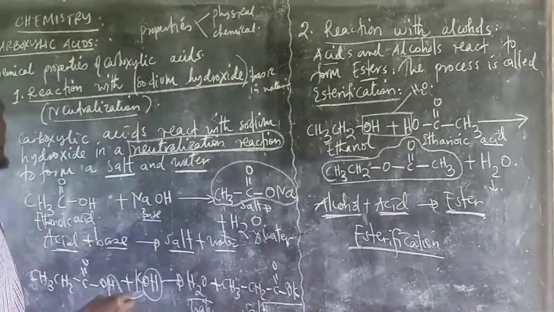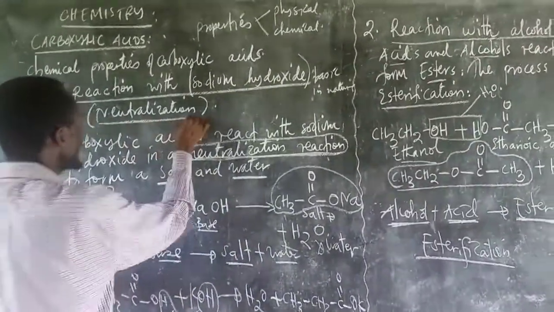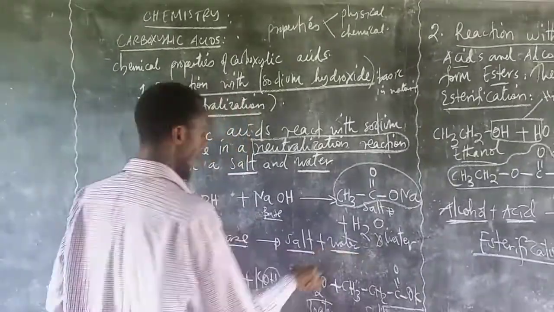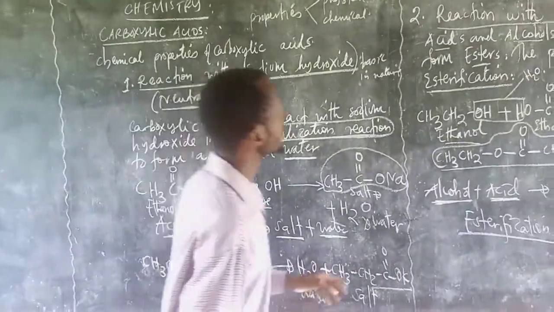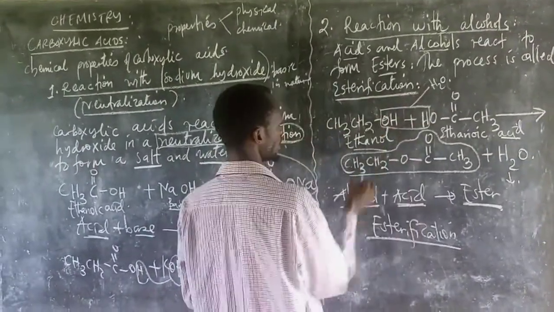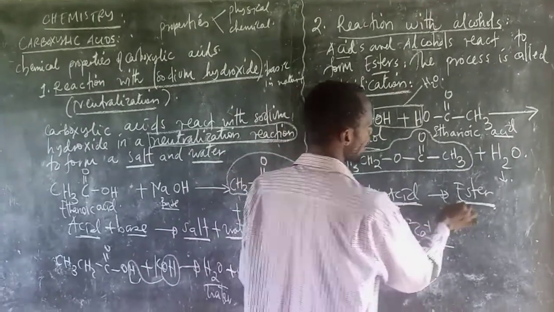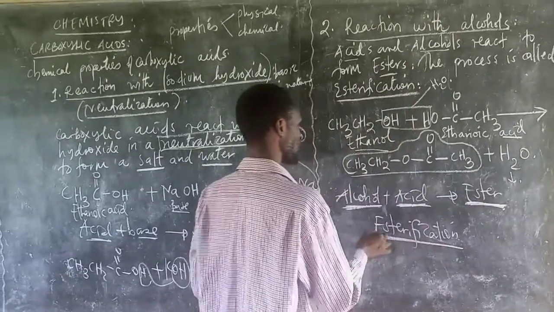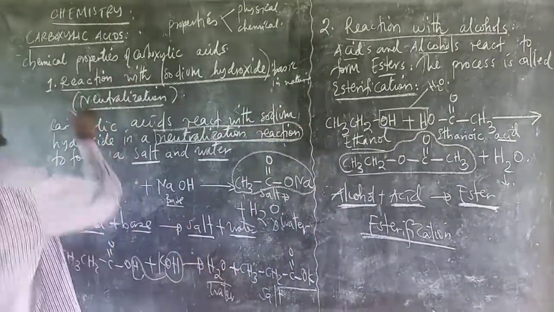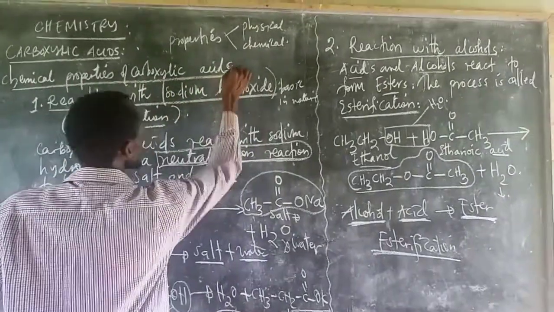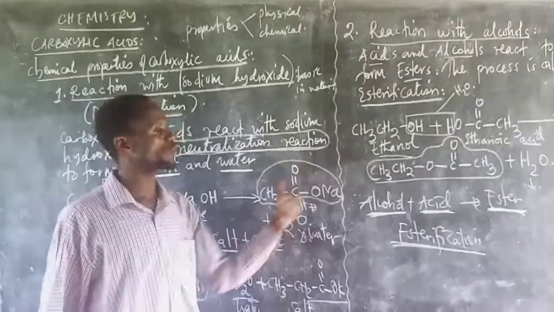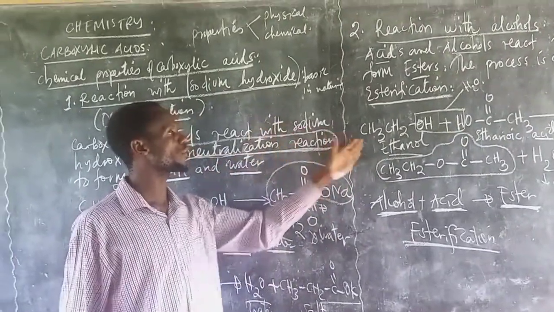The first one we have said is called neutralization, meaning the reaction between acid and base to produce salt and water, and that is an example shown here. The second is called esterification, meaning the reaction between acid and alcohol to form ester. So these are the two reactions that we discuss when talking about chemical properties of carboxylic acid, and we have two chemical reactions on how this can react.